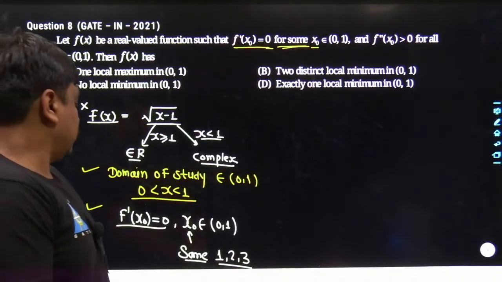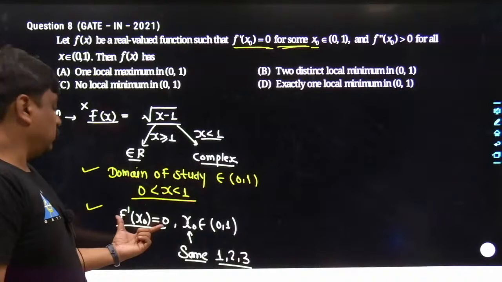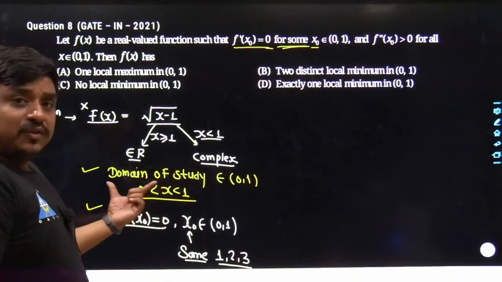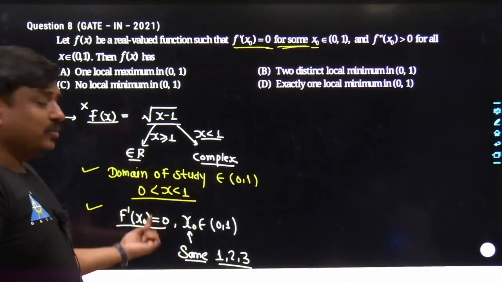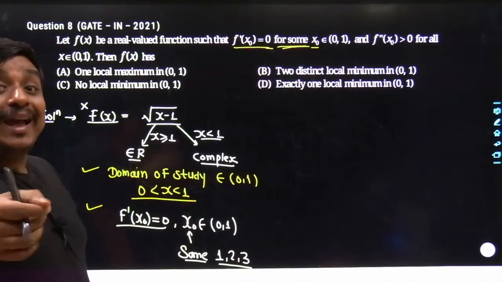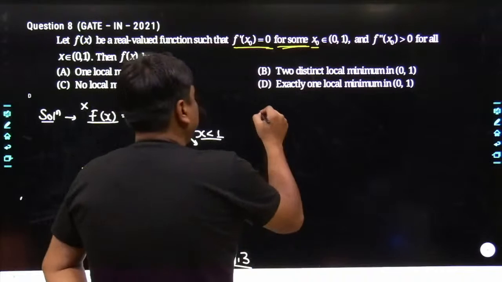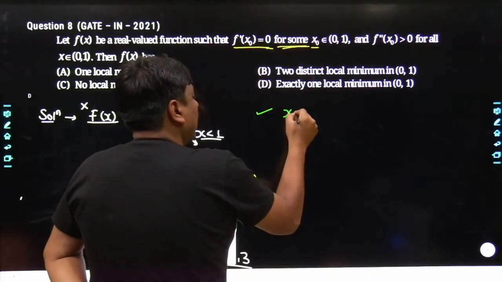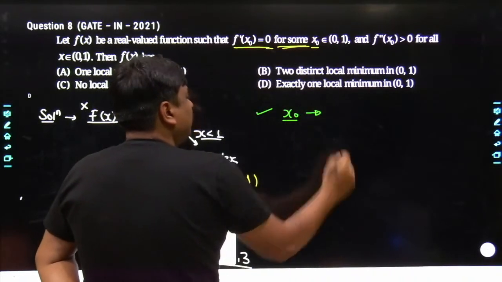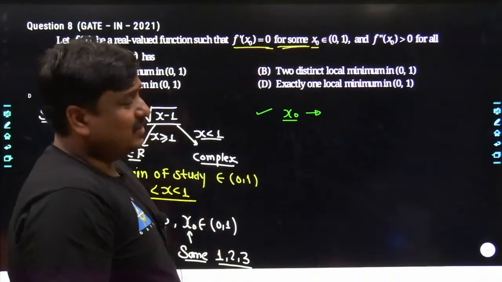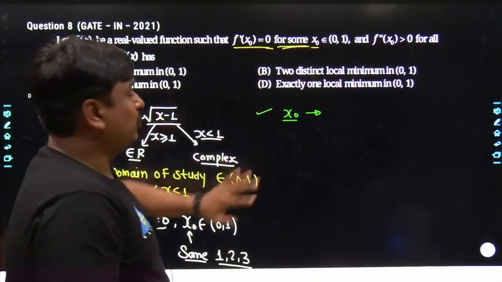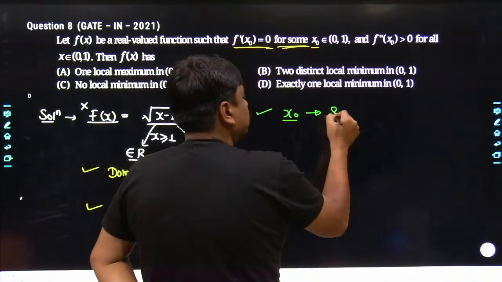My dear friends, what does it indicate? The first derivative of the function at x naught becomes 0. That means x naught is a stationary point. So at least one important conclusion we can retrieve out of this. How many x naught are coming in between 0, 1 is a secondary matter, but yes, x naught would be a stationary point.